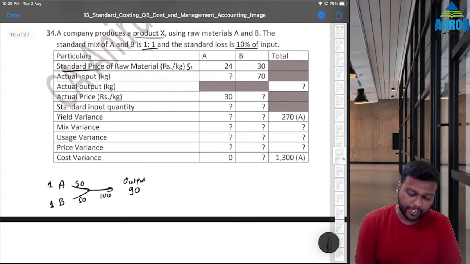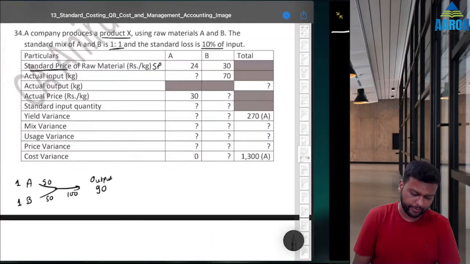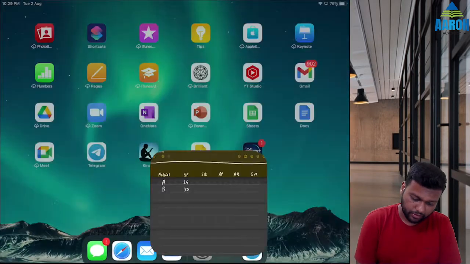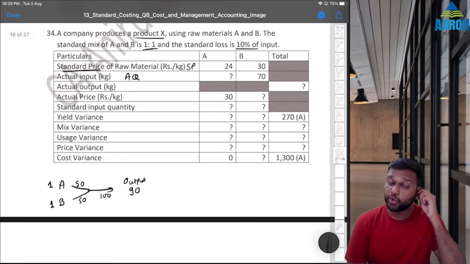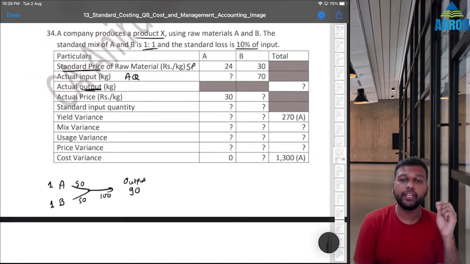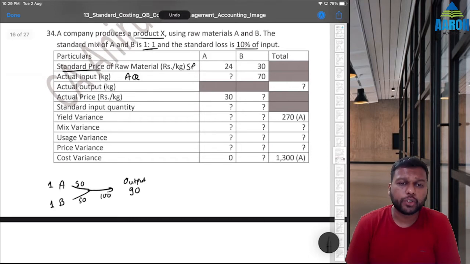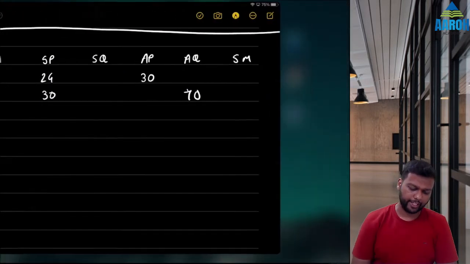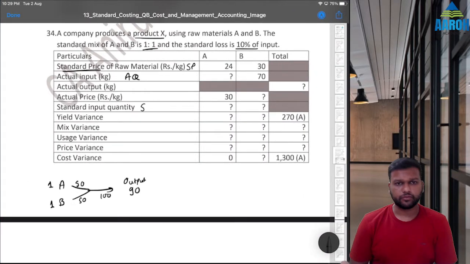Standard price of raw material, which is SP. So 24 and 30, we can directly write it here, 24-30. Then actual input, that is actual quantity, of raw material. Question mark and 70. So 70 I'll write for B, nothing for AQ. Actual output. Now output does not come anywhere in any formula of material, so let's skip it for now. Actual price. So AP is given as 30 and question mark. Next. Standard input quantity, that is SQ, standard quantity, not given.